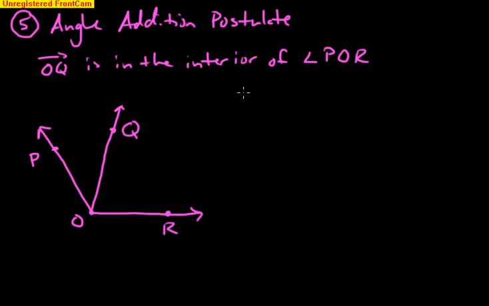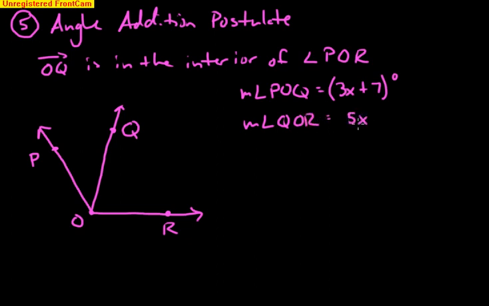They're going to tell us that the measure of angle POQ equals 3x plus 7. And this is degrees, so they usually put parentheses degrees. The measure of angle QOR is 5x minus 2. And then the measure of the big angle, angle POR, equals 61 degrees. And they want us to find x and then the measure of the other angles, these two angles up here.